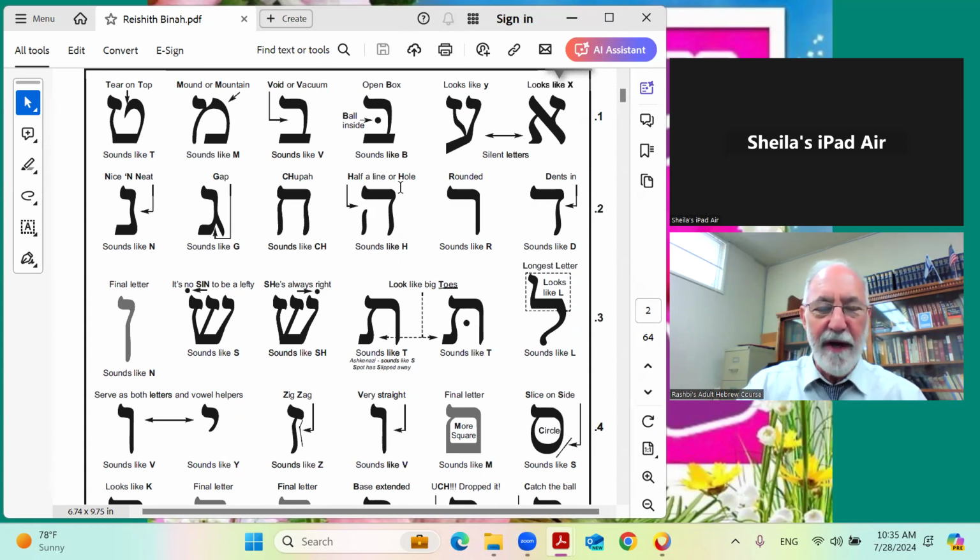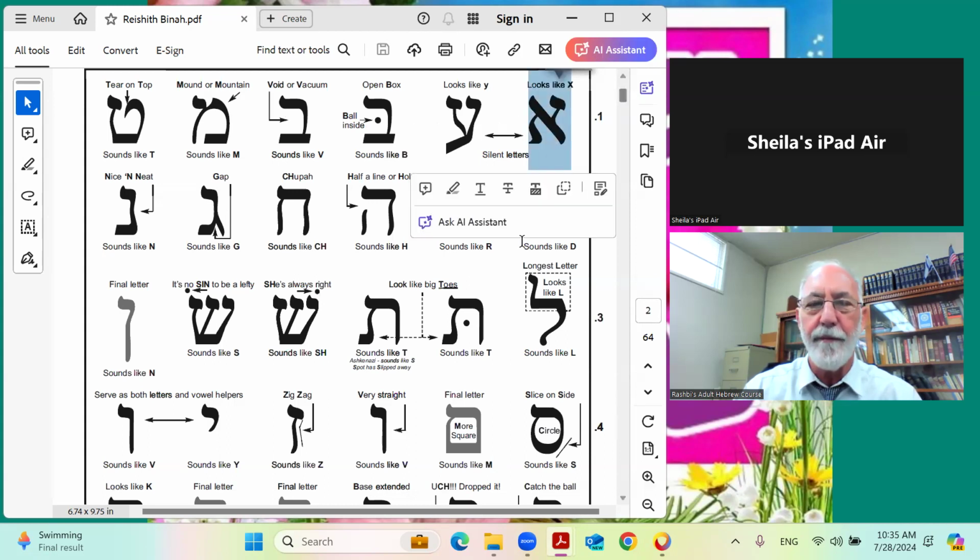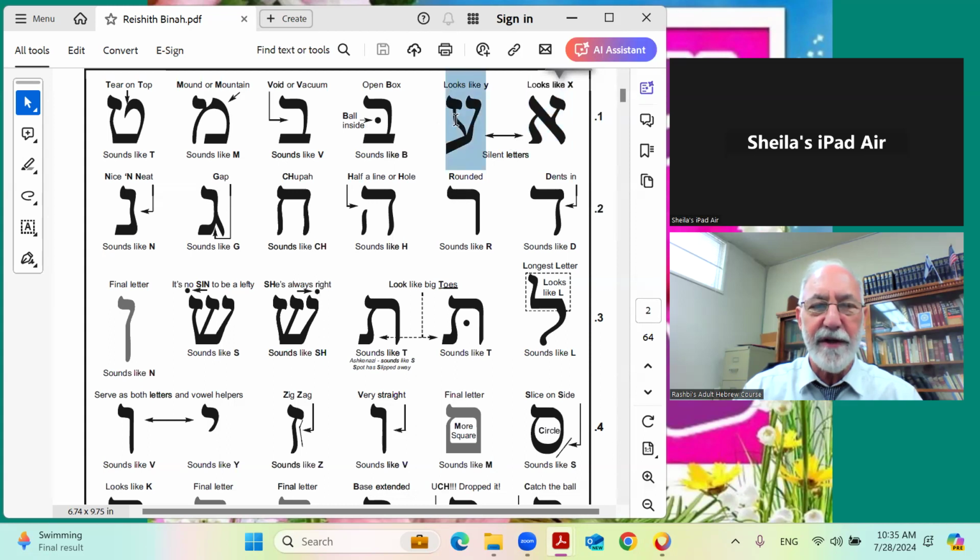All right, so Hebrew is a lot different than most Western languages. These are the letters, and this is in the file that you get. Now, the letters are consonants. They have sounds, except for this one up here. This is an aleph, no sound. This is an ayin, no sound.